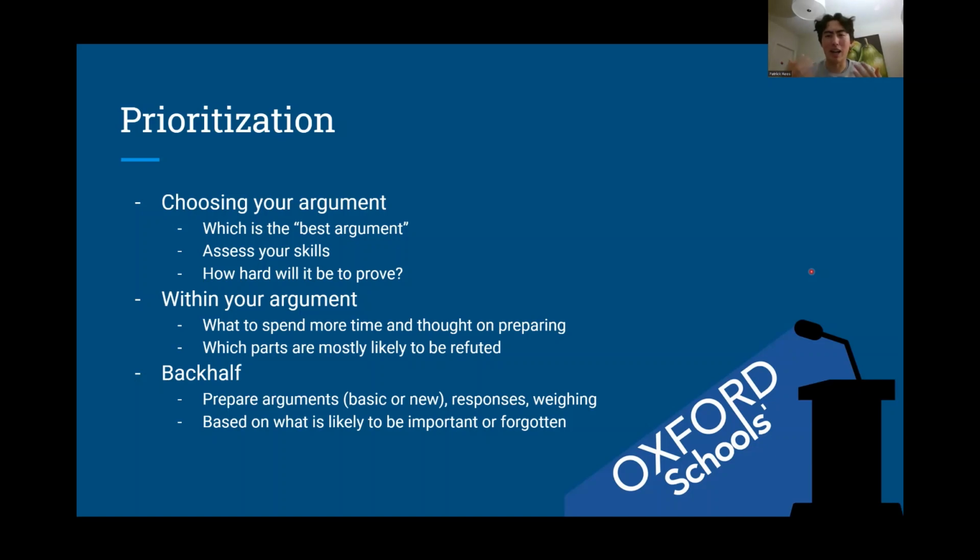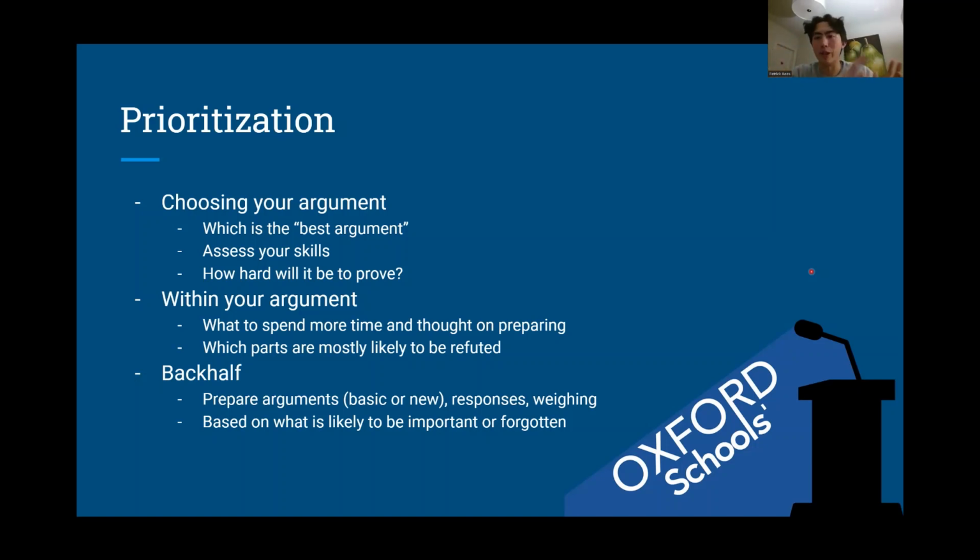Do I think that I'm going to be able to run this effectively? But another aspect is how hard is this argument going to be to prove? Maybe I'm running out of prep time, maybe I only have a few minutes left, and I know there's still quite a bit of logical links that I need to figure out before I can actually run this. I don't have the time for it. I'm just not going to do this.